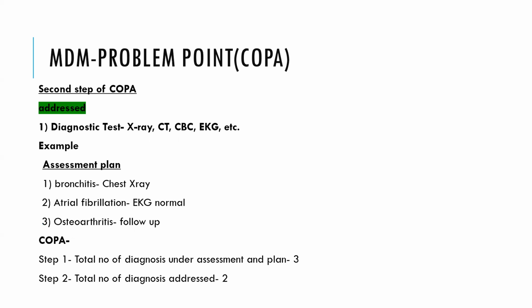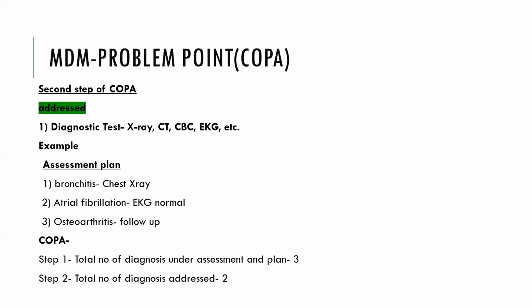So the first criterion I told you is diagnostic test. What do we mean by diagnostic test? Tests like radiology tests, pathology tests, medicine section tests like X-ray, CT, MRI, EKG. When you see any of these tests as an order or review, you can consider them as the test. The physician's job is, for whatever conditions are under assessment and plan, whether the physician has ordered the test or reviewed the test in the note. That will help you understand that this condition is addressed. I will explain with an example.